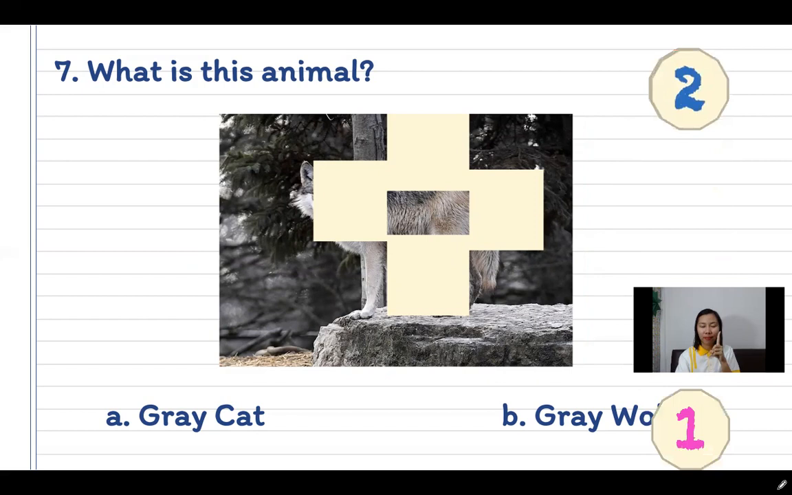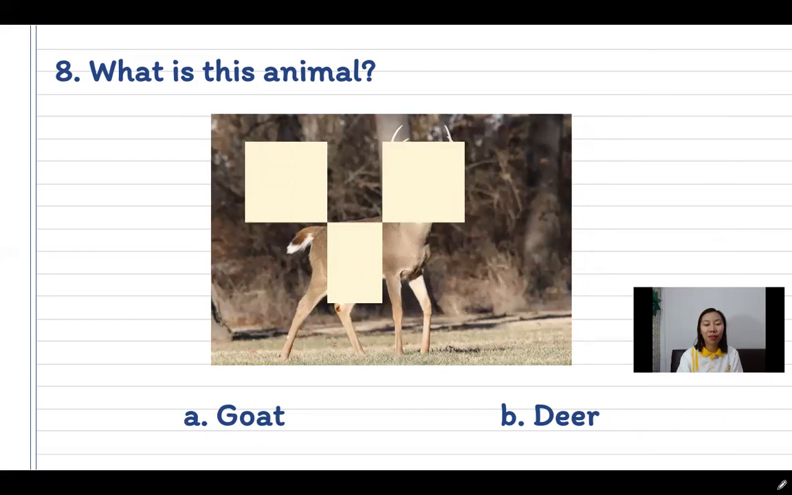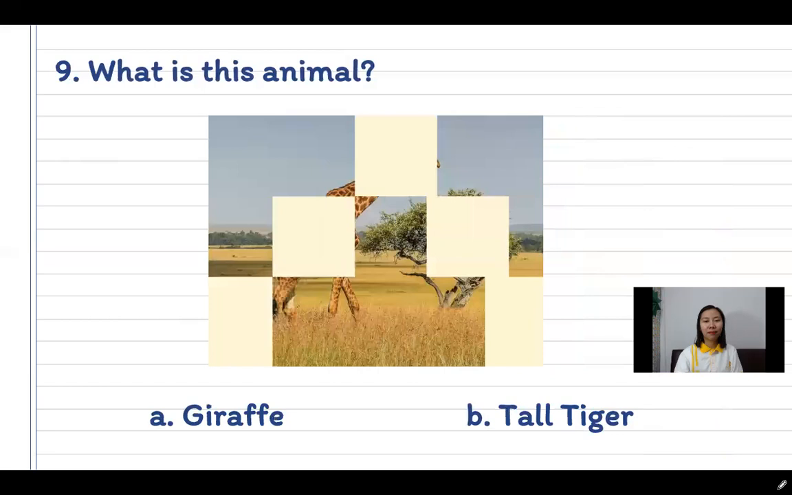Number eight, what is this animal? A, goat. B, deer. Number eight, what is this animal? A, goat. B, deer. Number nine, what is this animal? A, giraffe. B, tall tiger. Number nine, what is this animal? A, giraffe. B, tall tiger.